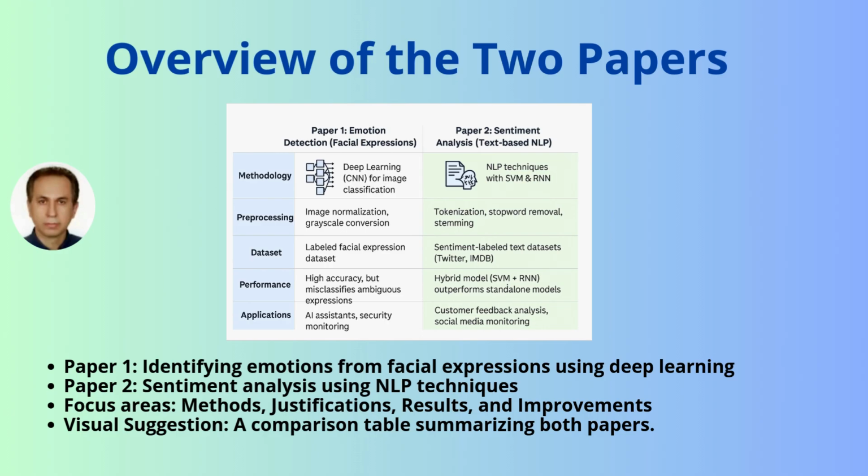To analyze sentiment and emotions effectively, researchers have explored both text based and image based approaches. We will review two papers, one that applies deep learning to detect emotions from facial expressions, and another that uses NLP techniques for sentiment analysis in text. We will examine their methodologies, results, and discuss possible improvements.